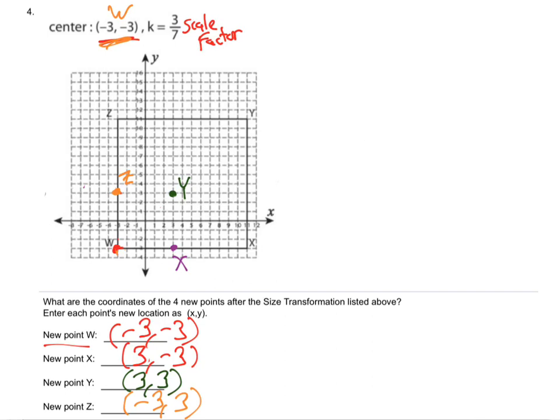Okay, now let's connect up the sides to make our new square. So there's the new square. Do you see how, if we took the old center and shot through, we just shrunk down the old square to fit onto the new square, which is 3/7 as big? So that's how we do size transformations.